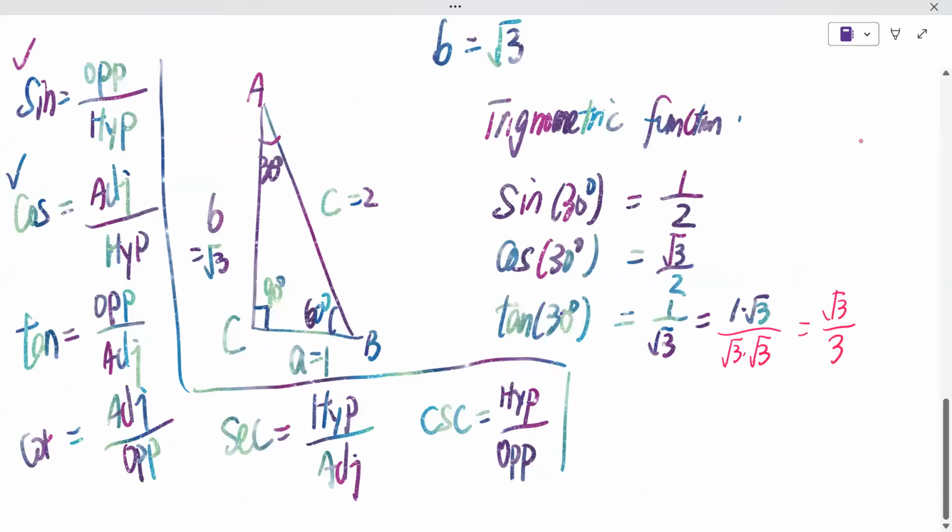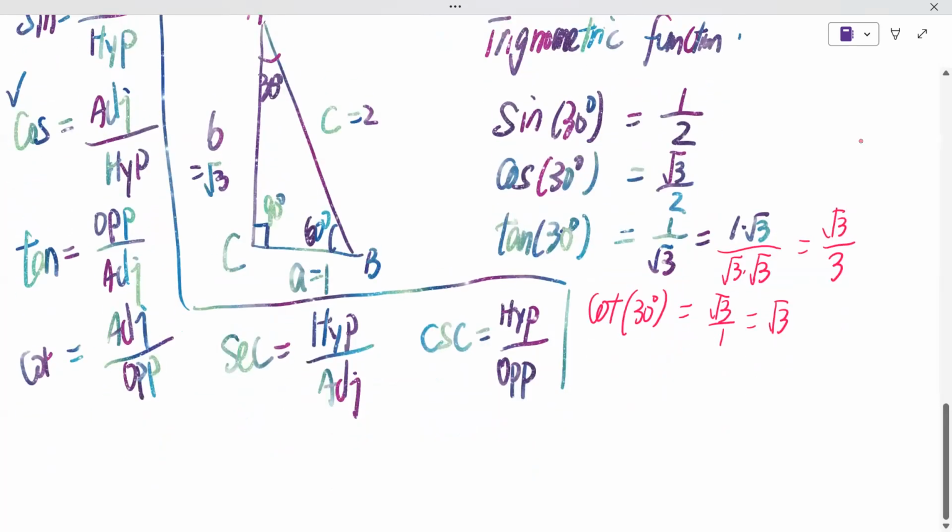And then we can get cotangent, secant, and cosecant, right? Cotangent 30 degree angle will be adjacent over opposite, or cotangent is the reciprocal of tangent. So it will be radical 3 over 1. That's going to be radical 3. And secant will be the reciprocal of cosine.